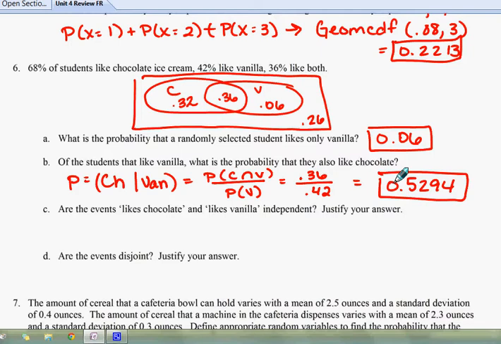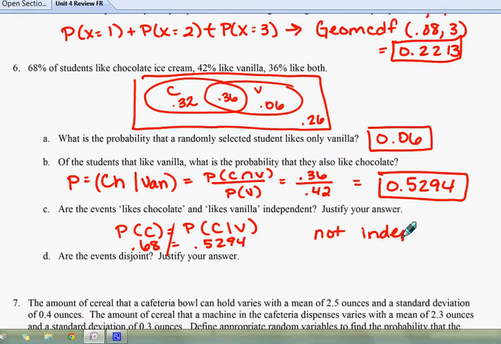Are the events like chocolate and like vanilla independent? Well, again, independent means the probability of chocolate is equal to the probability of chocolate given vanilla. Well, we've already seen up here the probability of chocolate is 0.68, and the probability of chocolate given vanilla is 0.5294. Those are not the same, so they are not independent. And they've got to be the same right now.